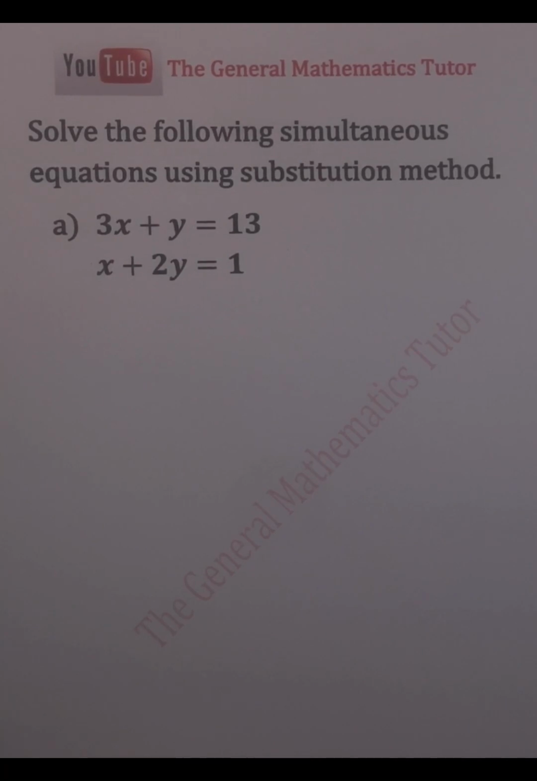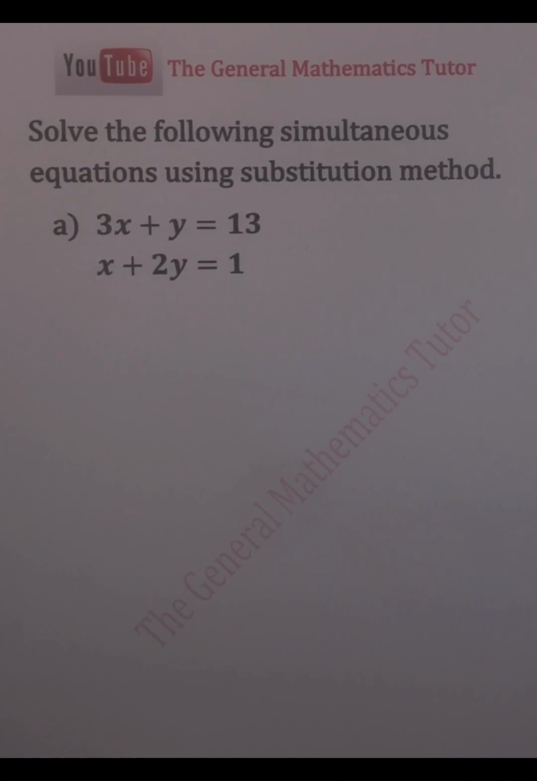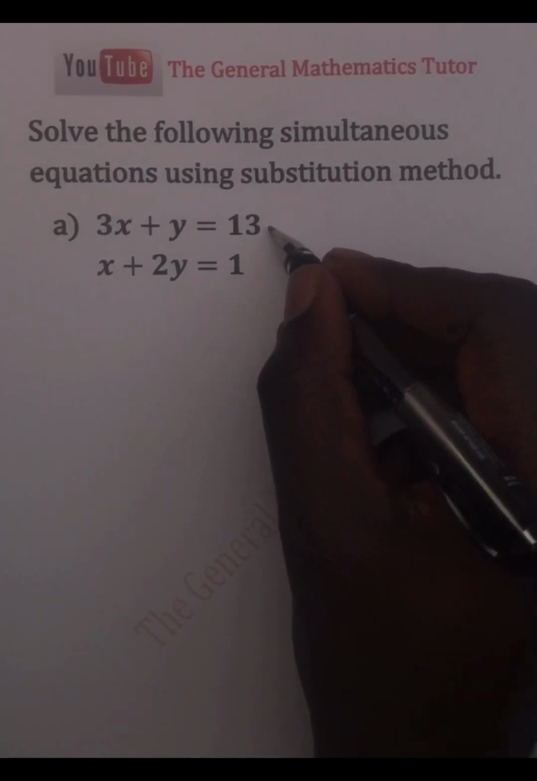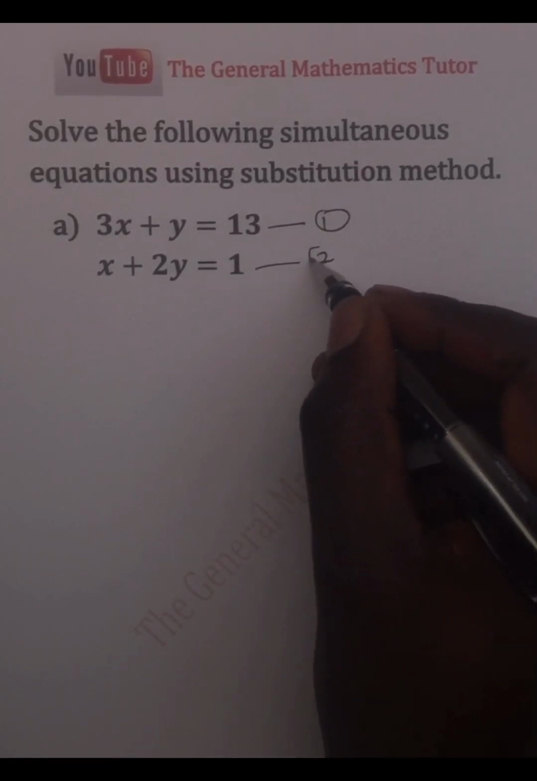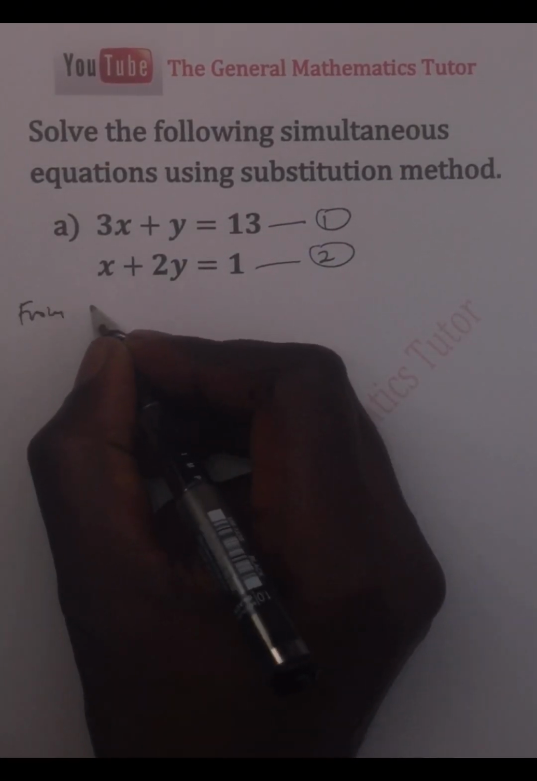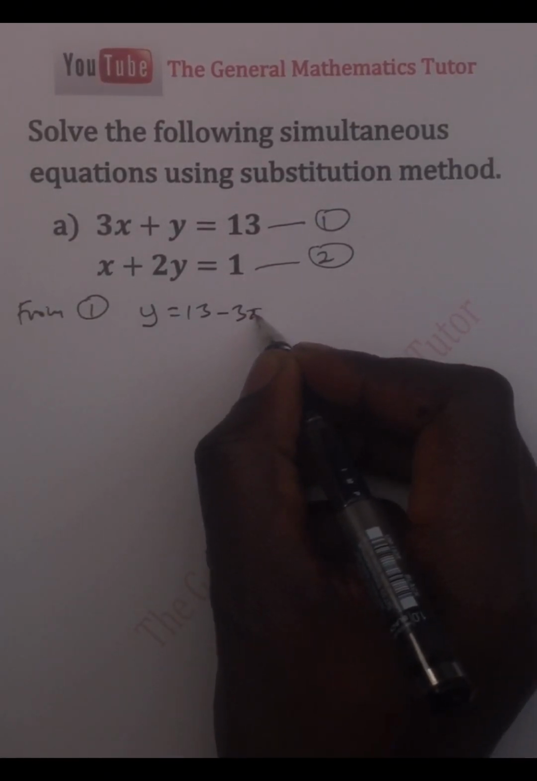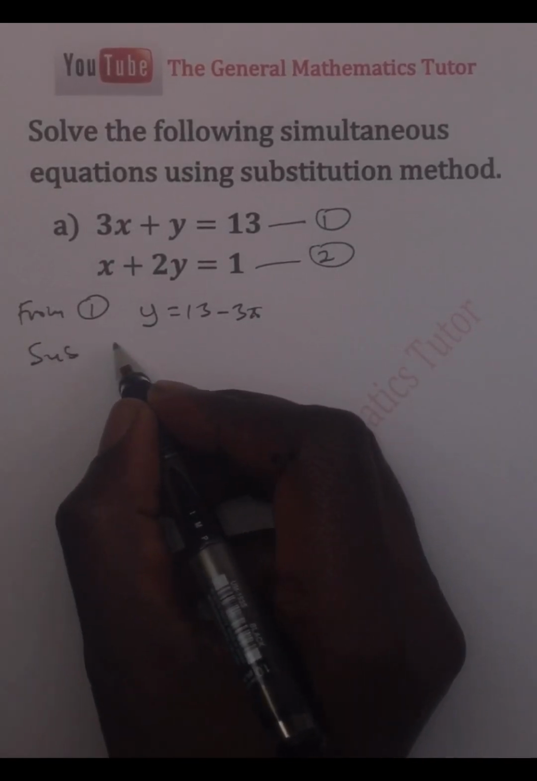Number 3, solve the following simultaneous equations using substitution method. So part A, we have 3x plus y is equal to 13, and we have x plus 2y is equal to 1. So in substitution method, all we need to do is to express one variable in terms of the other. So we can start by labeling these equations as 1 and 2, so that we can say that from 1, y is equal to 13 minus 3x, and then now substitute.